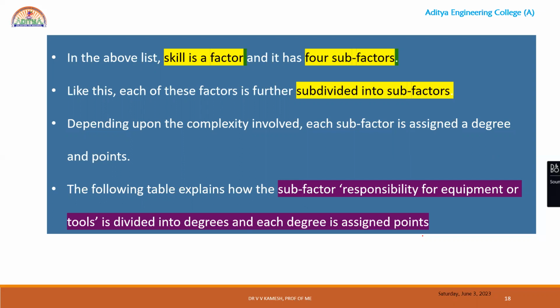Depending on the complexity, each sub-factor is assigned a degree and points. So higher degree or lower degree, right? We assign some points. Here we have one sub-factor, responsibility for the equipment or the tools. It is divided into some degrees, and each degree is assigned some points.